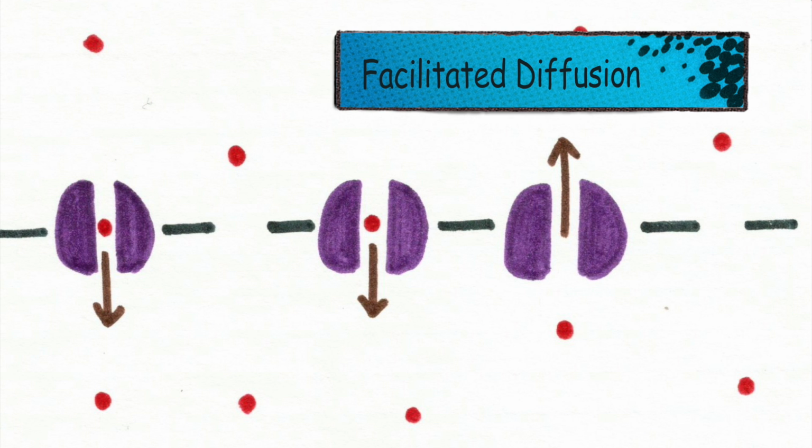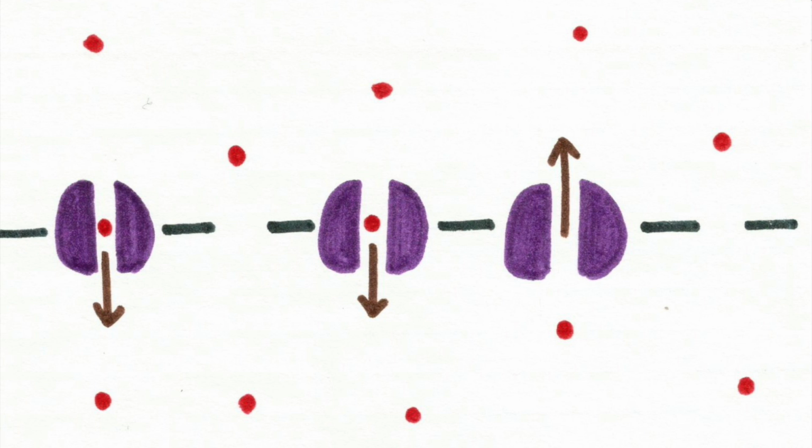Small, non-polar molecules will be able to cross the membrane without any help, but larger or polar molecules will take part in facilitated diffusion. These molecules need the help of transport proteins that span the membrane. They can move passively along their concentration gradients, but are simply provided a passage across the membrane.